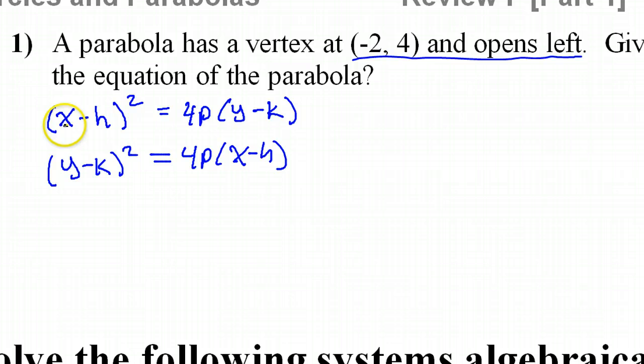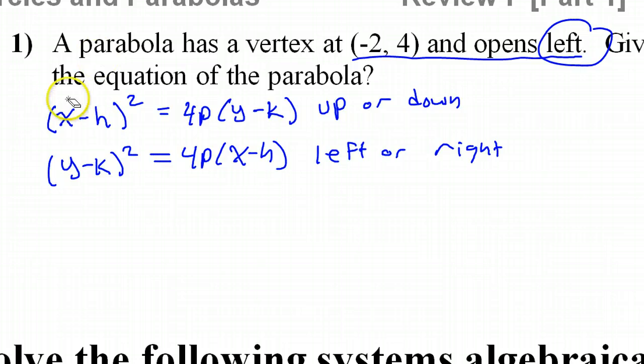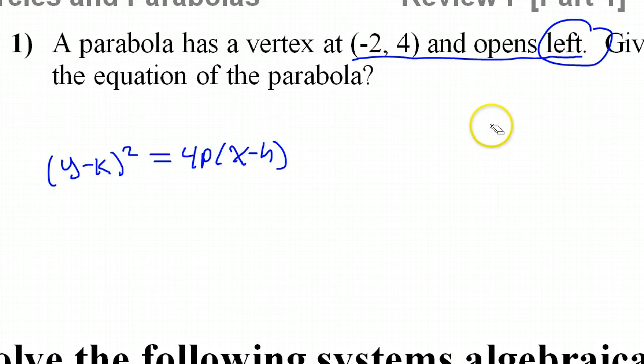Well, we have learned that we'll do x squared when we are dealing with either up or down, and it'll be the y squared when it's either left or right. And so, the fact that we're going left means we're going to use the y squared version. Okay, so that's the point of that.